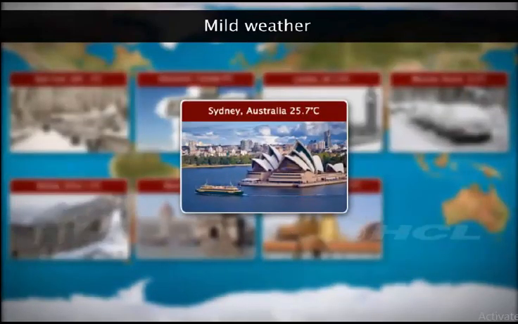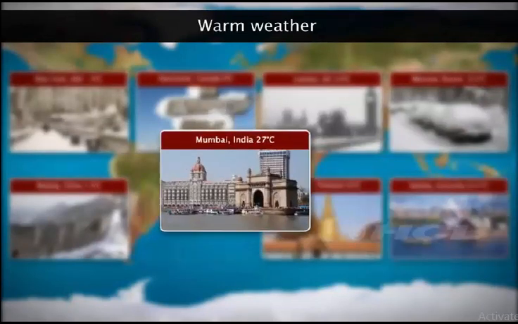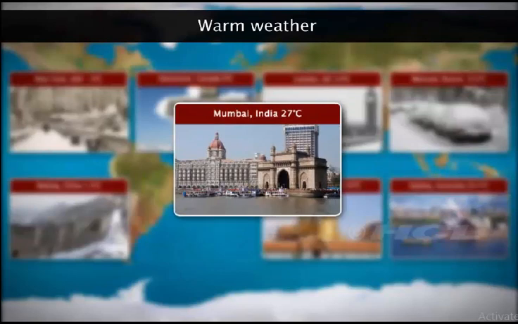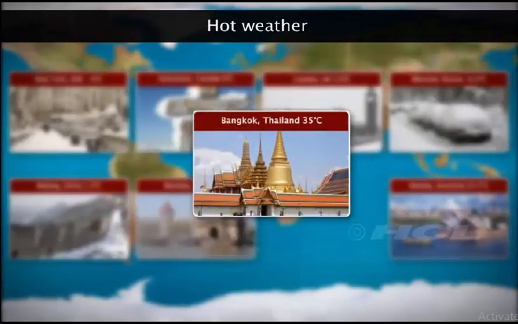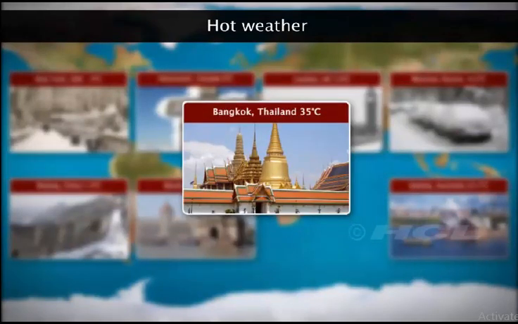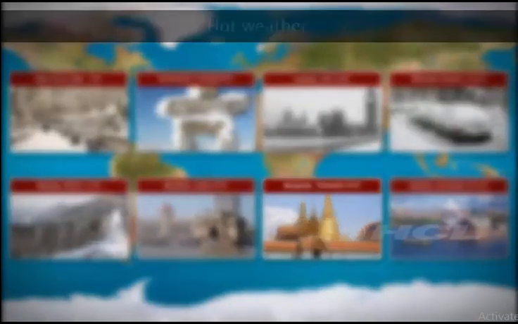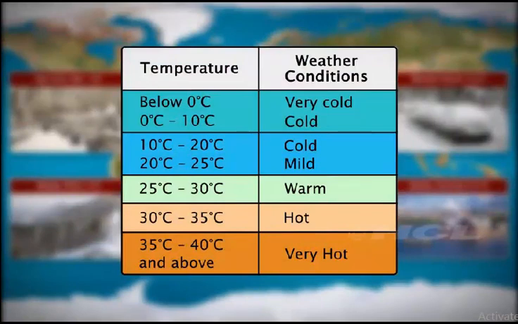Sydney is experiencing mild weather because its temperature is 25.7 degrees. Mumbai's temperature is 27 degrees, so its weather is warm. Bangkok's weather is hot because its temperature is 35 degrees. Here's a chart showing the temperatures with their respective weather conditions. Now, let's learn more about temperature.